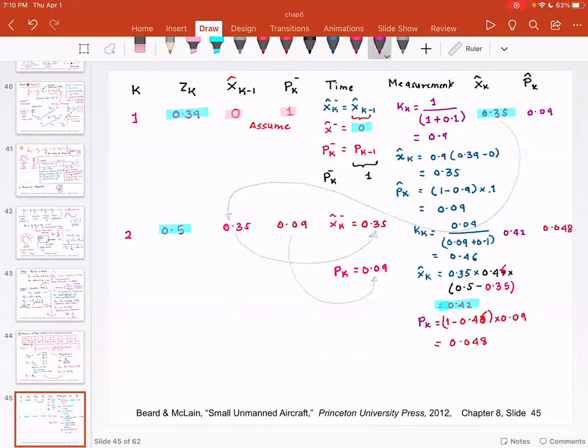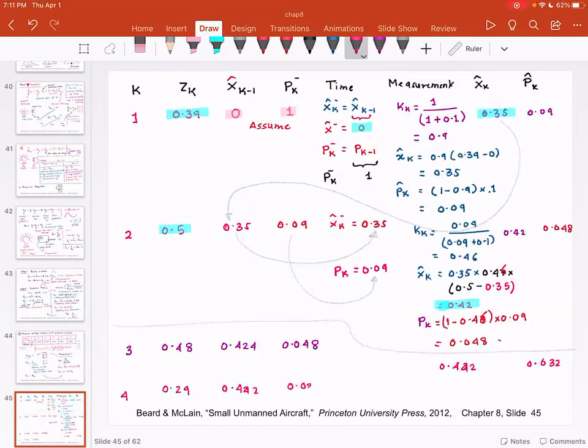And if you continue, I'm just going to give you the values. For the third iteration: 0.48, 0.424, 0.048, 0.442, 0.032. If you look at the fourth step, you're going to get 0.29, 0.442, that is the measurement, 0.032, 0.405, 0.024. And I can continue on.